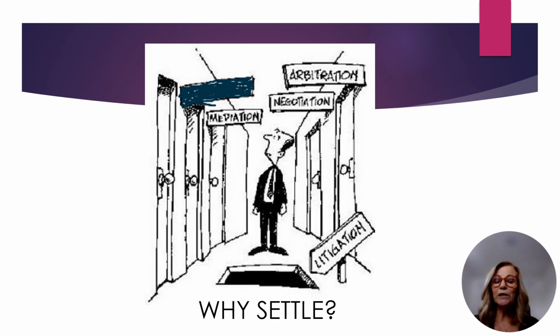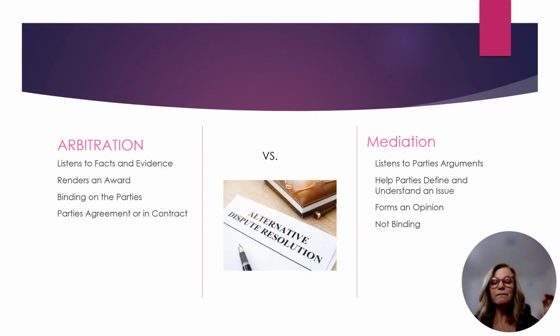But we have two, and this is all considered alternative dispute resolution. An alternative, right, for our dispute to resolve it. There are two formal alternative dispute resolutions. We have arbitration and mediation, two different things in how they work. In arbitration, you have an arbitrator, they listen to the facts and evidence, they render an award. They say this is the award, and it becomes binding on the parties.